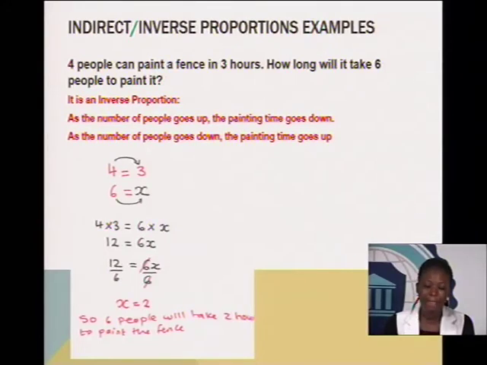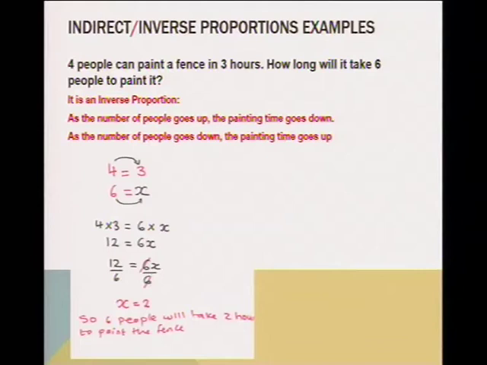Now we just take 4, we multiply it by 3, 6 we multiply it by x, and then we get 4 multiplied by 3 is 12, 6 multiplied by x is 6x, then 12 over 6 is equal to 6x over 6. Now where did the 6 come from? So that it's under 12 there. We are getting rid of 6 on the right-hand side. To get rid of it so that x remains on its own, you divide it by itself. Because we are doing it on the right, you should do it on the left, and then we find that x is equal to 2. So 6 people will only need 2 hours to paint the fence.